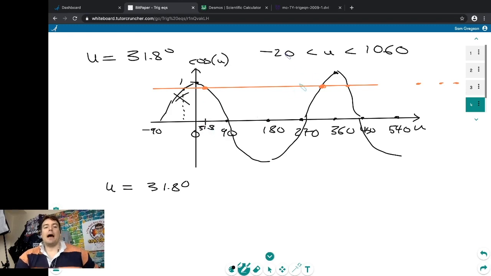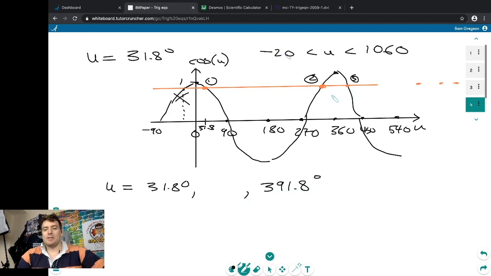And the second one is here, and let's call it 2. And the third one is here. So we've got 1, 2, and 3. What's the easy way to find number 3? Add 360 on from number 1. So we use the periodicity of the cos, and we see that it's coming down just as number 1 is coming down. So adding 360 will give us a solution of 391.8 degrees.